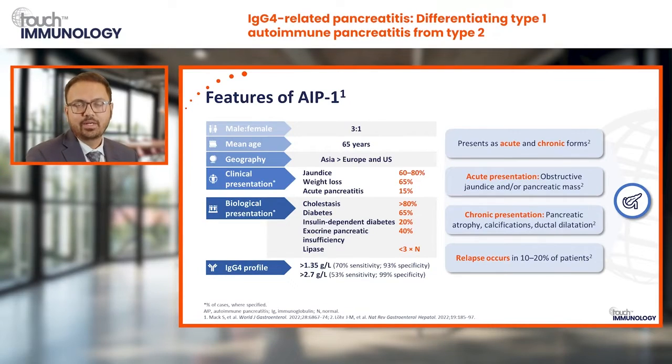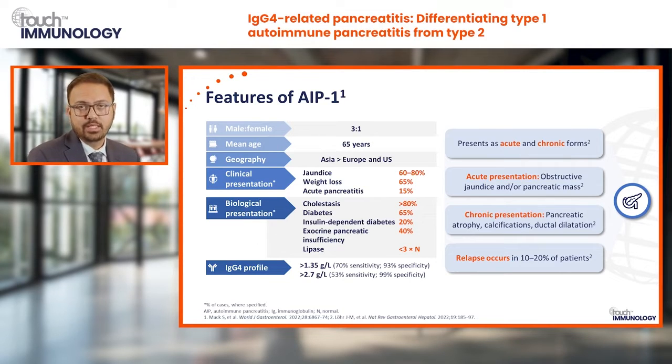So when we think about type 1 autoimmune pancreatitis, it's a male predominant disease typically affecting patients in the 6th to 7th decade of life. And some of the common clinical manifestations of this condition actually mimic a pancreatic malignancy. So patients can present with weight loss, with jaundice, with imaging often demonstrating a mass in the pancreas.